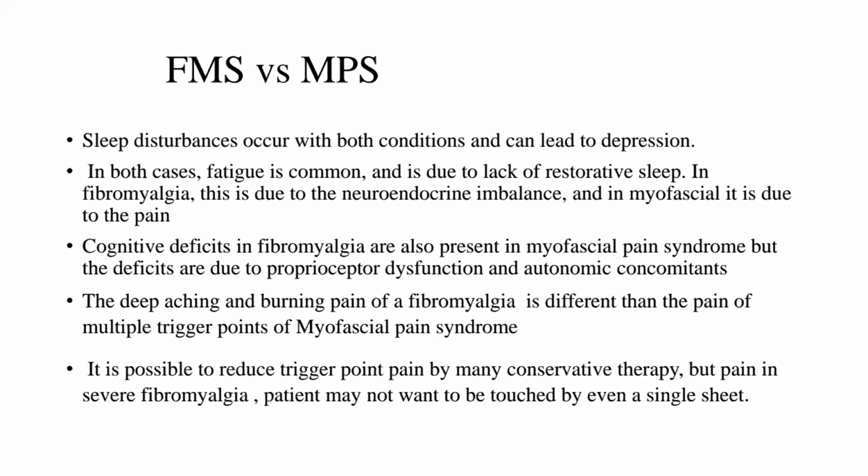It is possible to reduce trigger point pain with many conservative therapies. There are many conservative treatments, such as soft tissue mobilization, stretching of the muscles, ischemic compressions, dry needling therapy. There are so many other conservative therapies available to reduce trigger points. But with the pain of severe fibromyalgia, the problem is not local. The problem is not in the muscle. The problem is not in the skeleton. The problem is central.